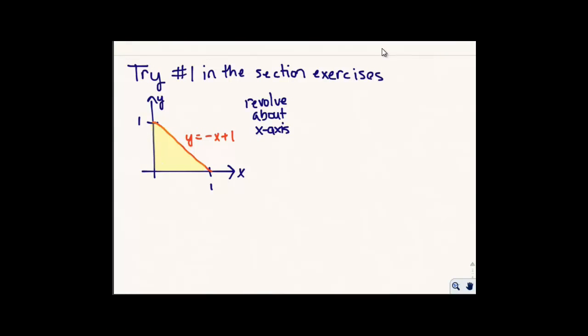Now I'd like you to try number 1 in the section exercises. Here is the graph that's given in the book. Pause the video, and then when you're finished, go back and watch the solution.